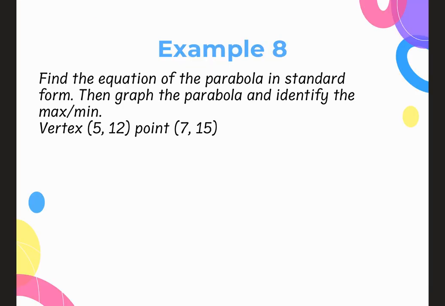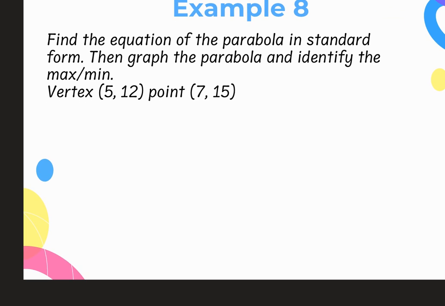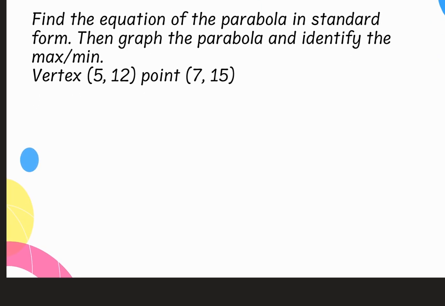All right, so example 8 says find the equation of the parabola in standard form, then graph the parabola and identify the max min. So again, if you're the type of person that has to write things, like that's me, I have to write it over and over again. A x minus h squared plus k. Write it as many times as you need to until you remember that. Now be very careful and make sure you plug the right ones in where they're supposed to go. This is where people make silly mistakes.